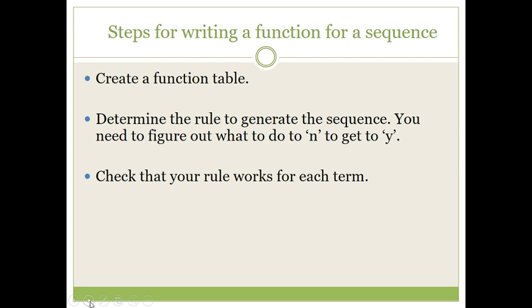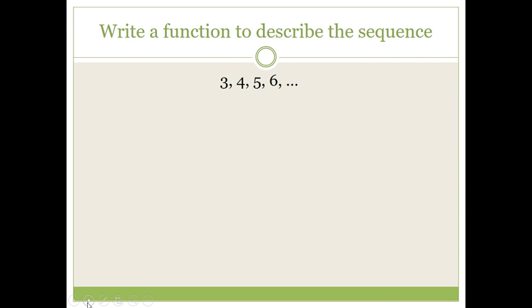One, you should create a function table. Next, determine the rules that generate the sequence. That means you need to figure out what we can do to the n to get to the y. So what we can do to the term number to get to our number in the sequence, the actual value of it. And then we can check that our rule works for each term.